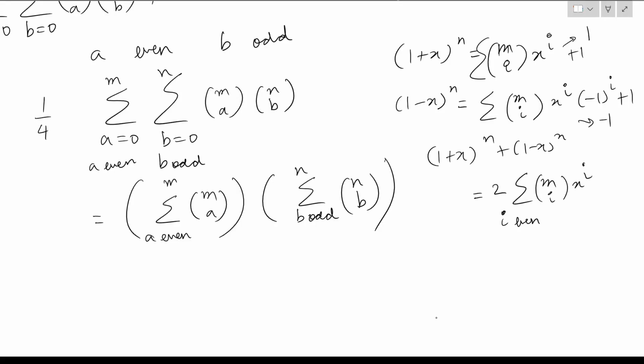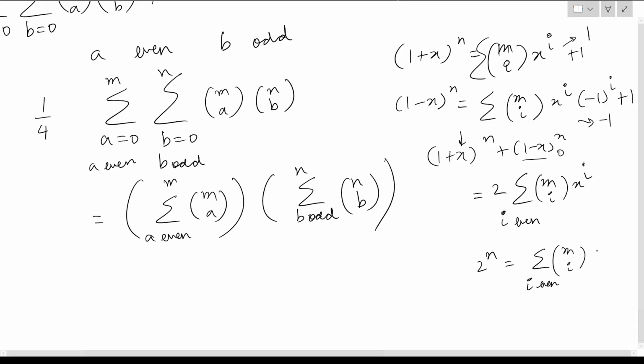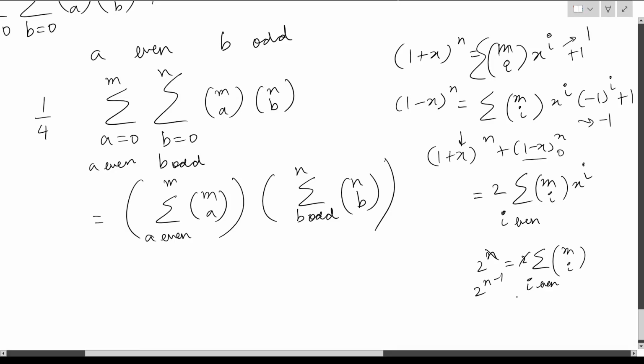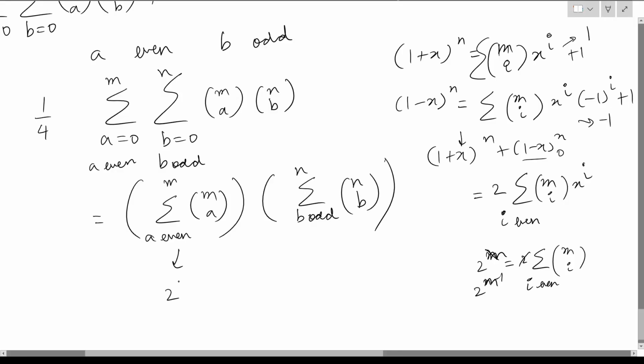Now, to compute this sum, all we need to do is again set x equal to 1. So we get 2 to the n is equal to, that becomes 0 by the way, is equal to this sum over i even of m choose i. Yeah, just this. And so we can take off that 2 and this becomes 2 to the n minus 1. And so this tells us that this sum is actually just 2 to the m minus 1.